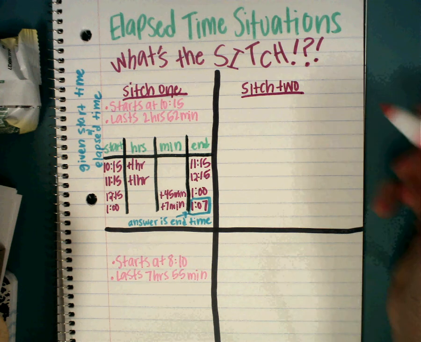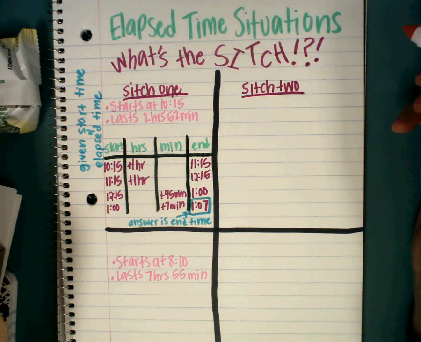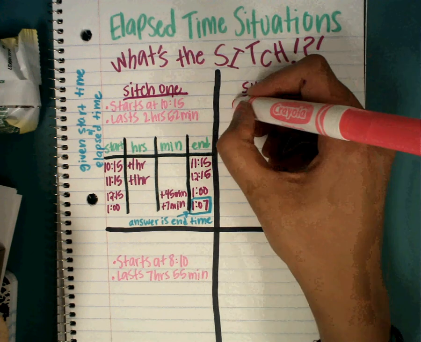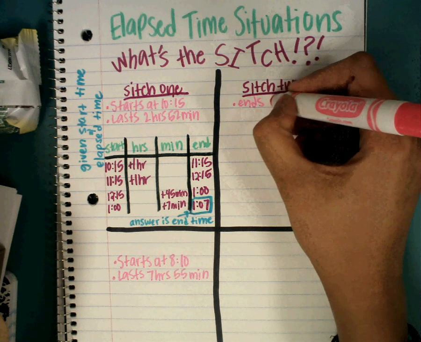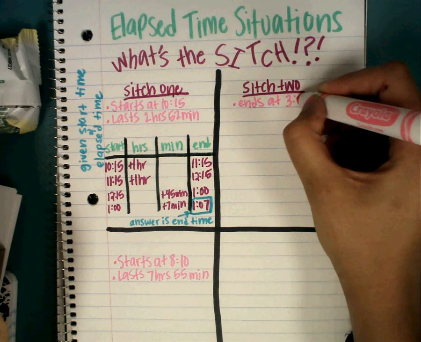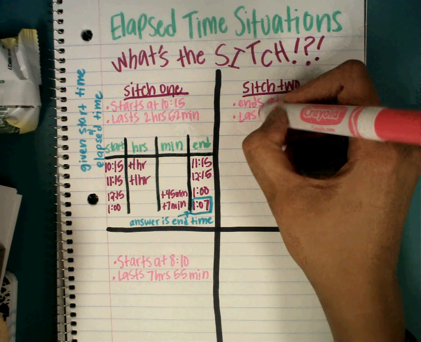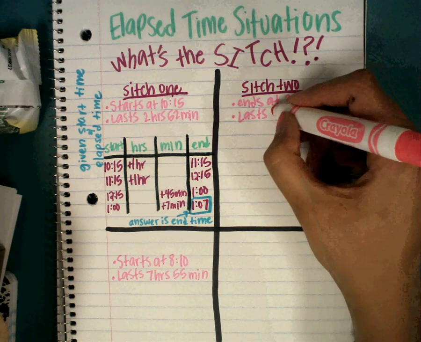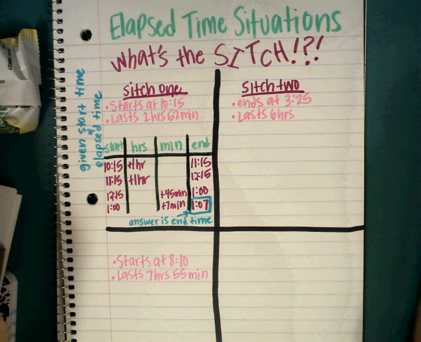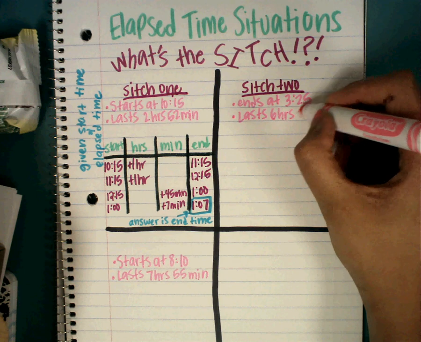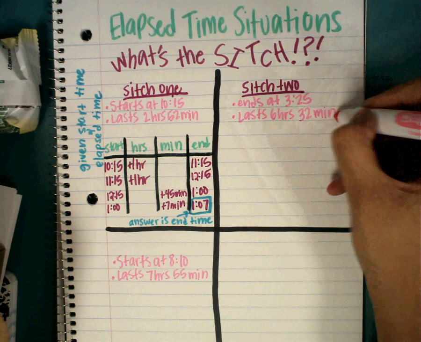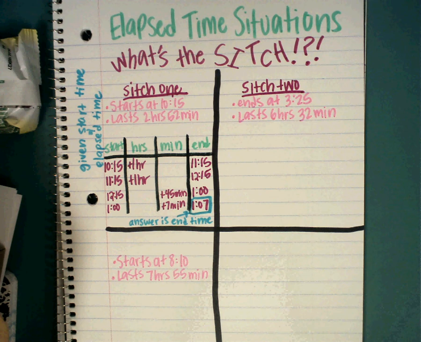So, Sich 2, I'm going to tell you that it ends at 3:25, okay? And it lasts for 6 hours and 32 minutes. Okay, this is where things start getting a little crazy, all right? So I'm still doing my triple T chart, but it's going to be a little bit different.